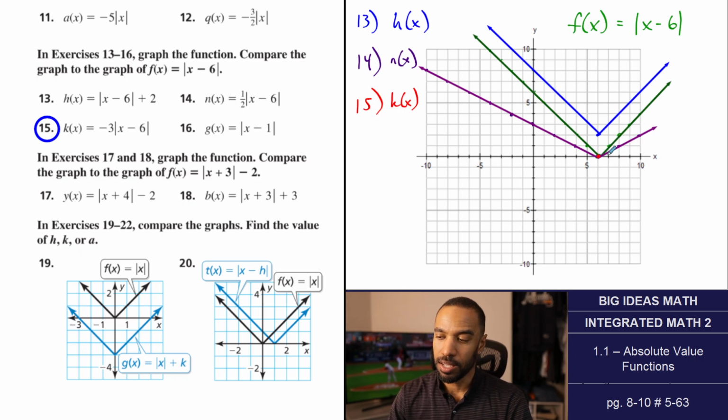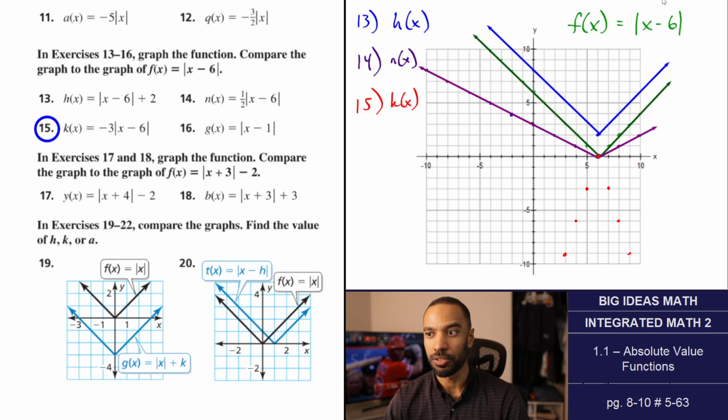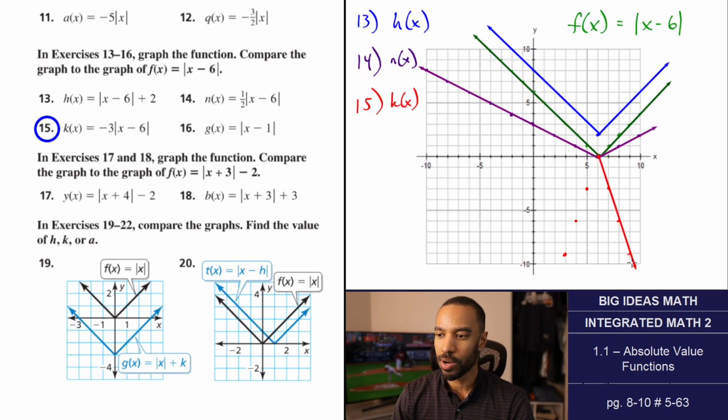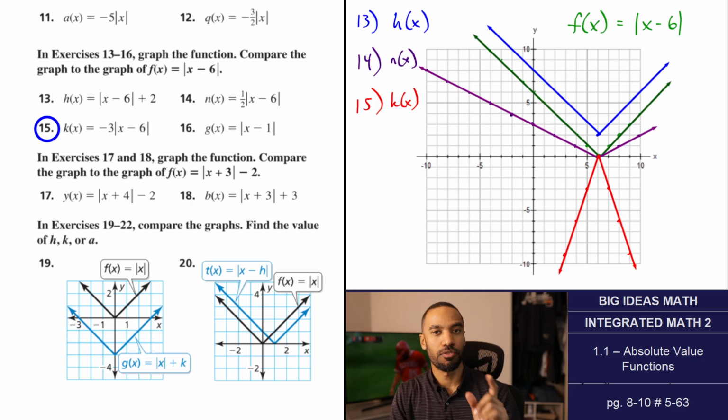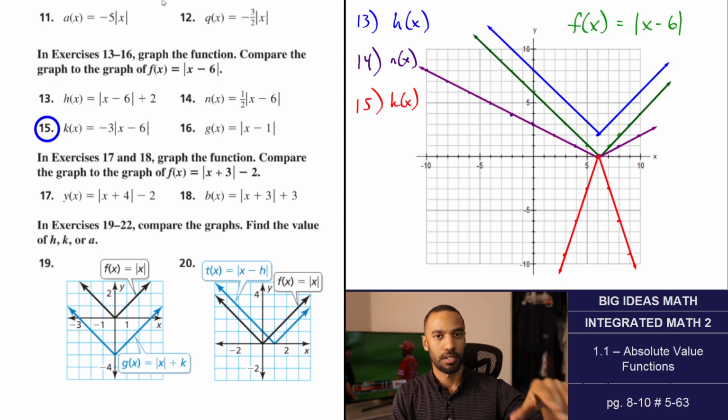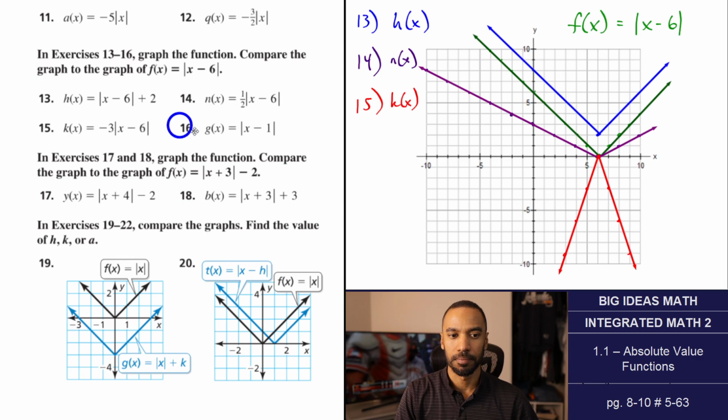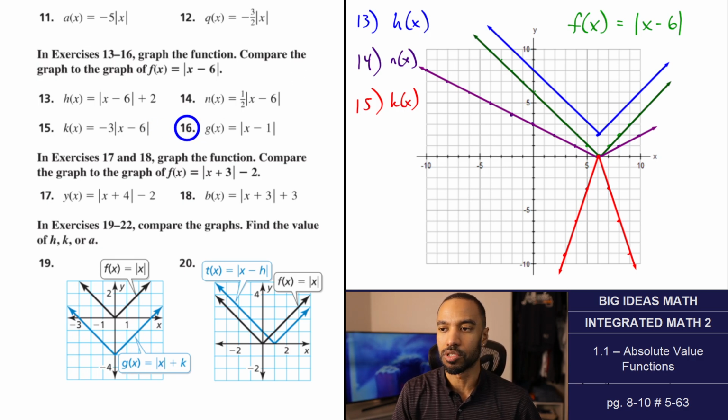And -3 is a reflection over the x-axis, and we vertically stretch by a factor of 3. Again, we are comparing to the original function, which was absolute value of x minus 6. There's no change in translation to the green function, but there is a reflection over the x-axis and then a vertical stretch by a factor of 3. We wouldn't say -3. The negative was the reflection.